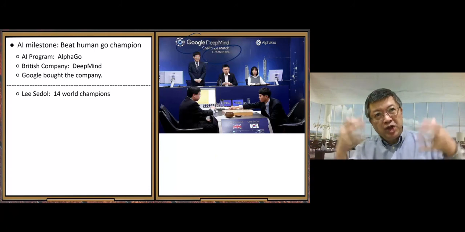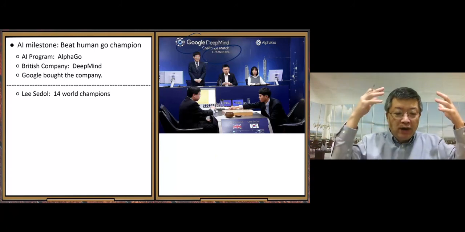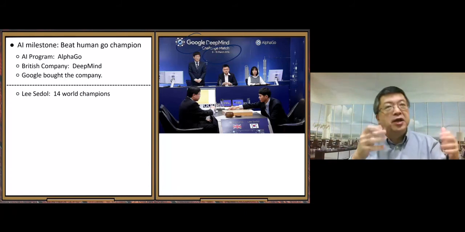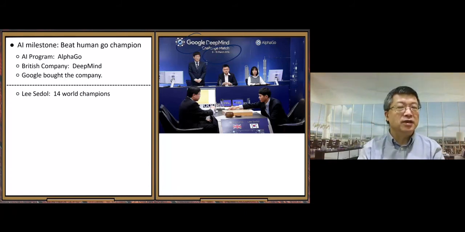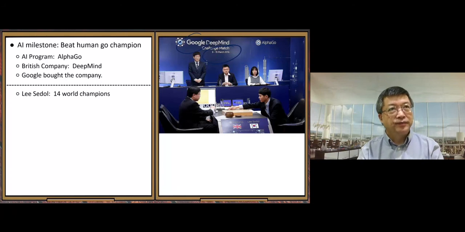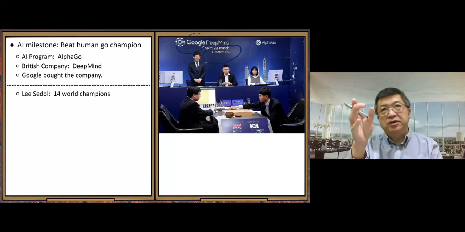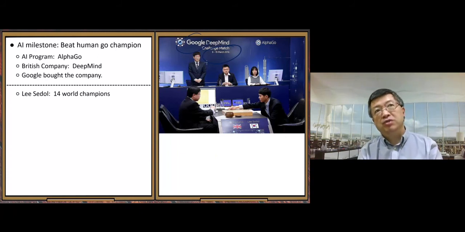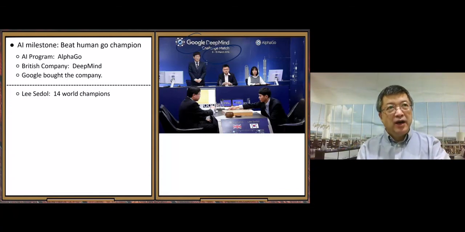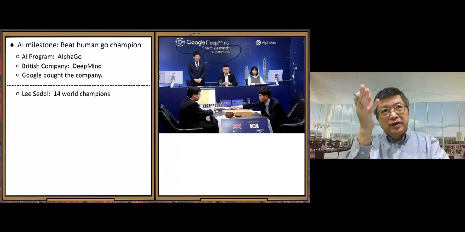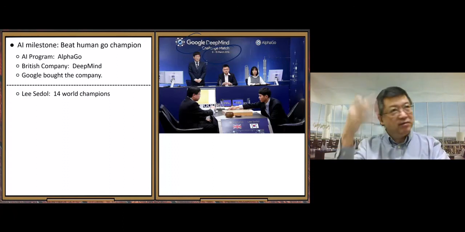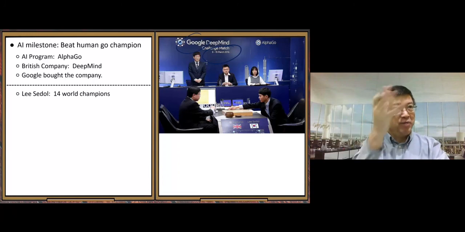Compete with human champion. This human champion, his name is Lee Sedol from South Korea. He won 14 world championships at that time. He's a genius. He's a legend of South Korea. So this human player represents humans. Our human, competing with AI.